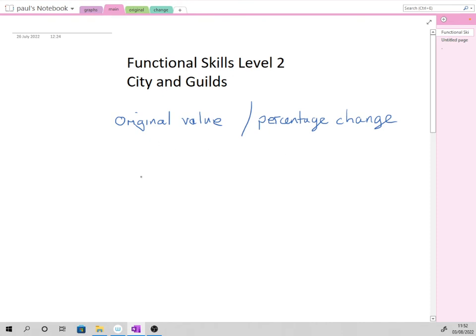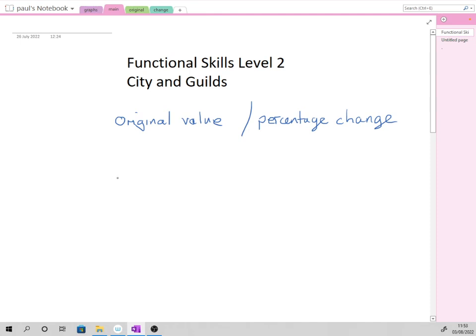The original value is where we have a percentage change. Something has gone up or down by a certain percentage, and we arrive at a new value, and we have got to find what the original value was. So let's have a look at some of these. Do the original value first.